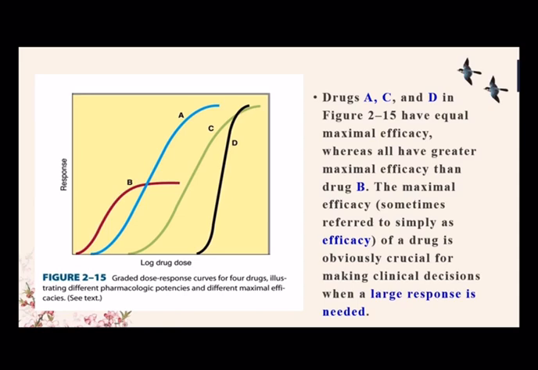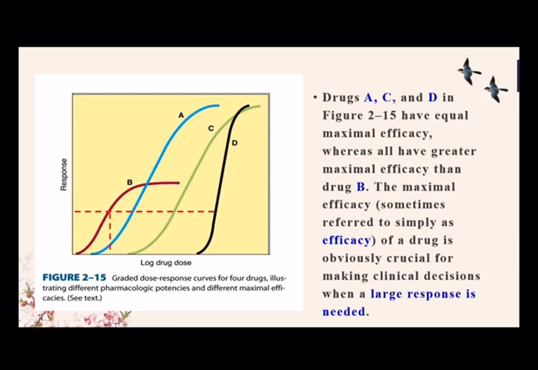Let's look at the graph. Which drug has the largest effect? We asked this question at the beginning of the class. If we compare the potency, drug B has the largest potency. To produce a given effect, it uses this dose.